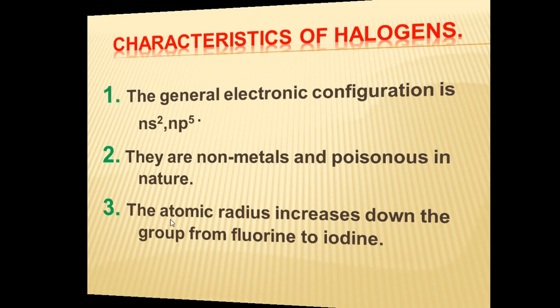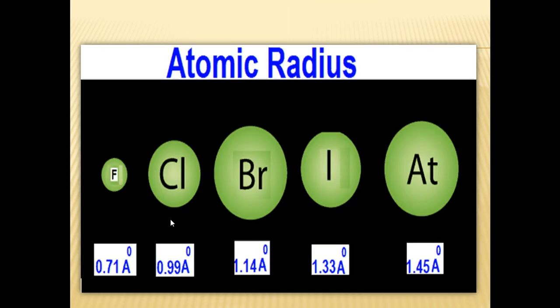Look at this slide on which the atomic radius of halogen is shown. Atomic radius of fluorine is 0.71 angstrom, while of astatine is 1.45 angstrom. It means the atomic radius increases while going from fluorine to astatine due to increase in number of shells.